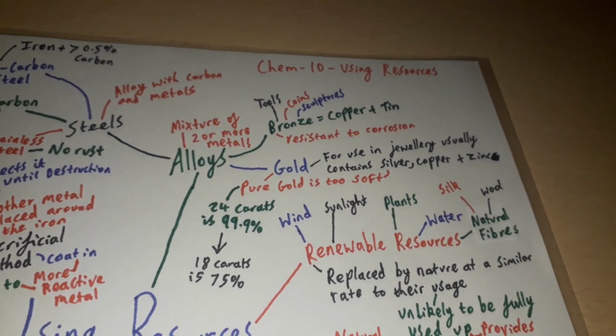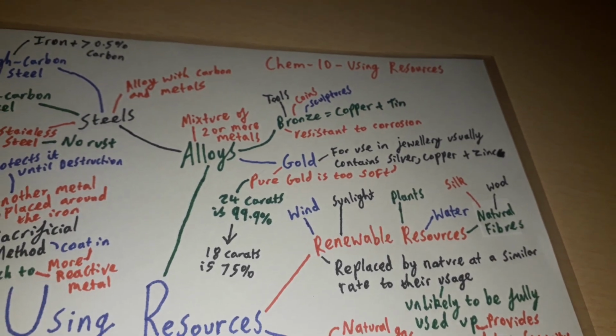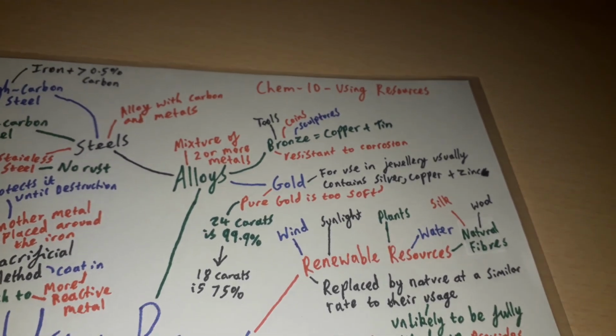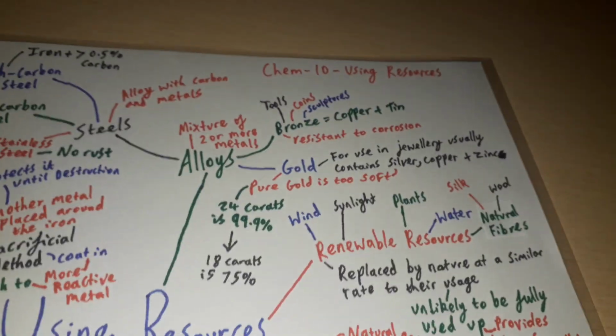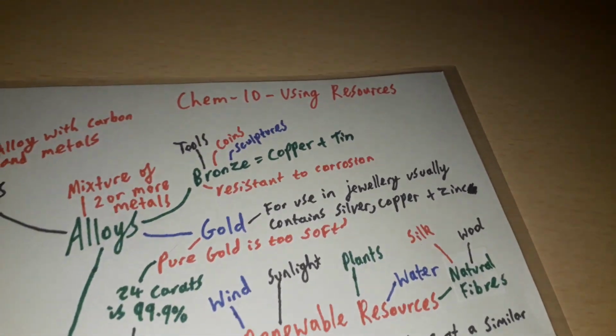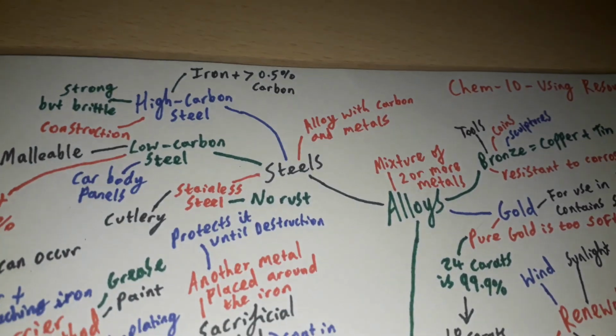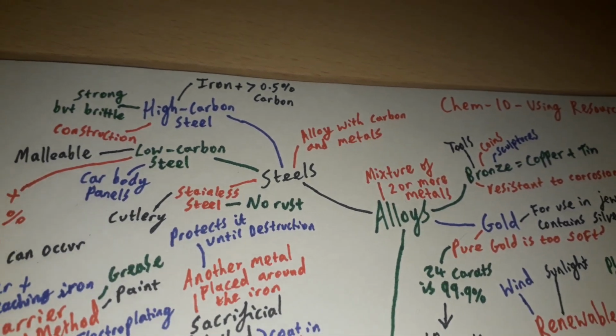The percentage of gold means that 100 minus that would be the percentage of other stuff. So in 18 carats, if we had 75% gold, it'd be 25% silver, copper, and zinc. So next, let's look at some other alloys. So next we've got steels.